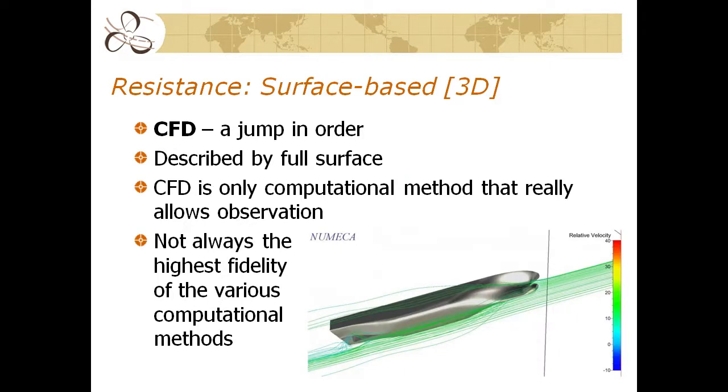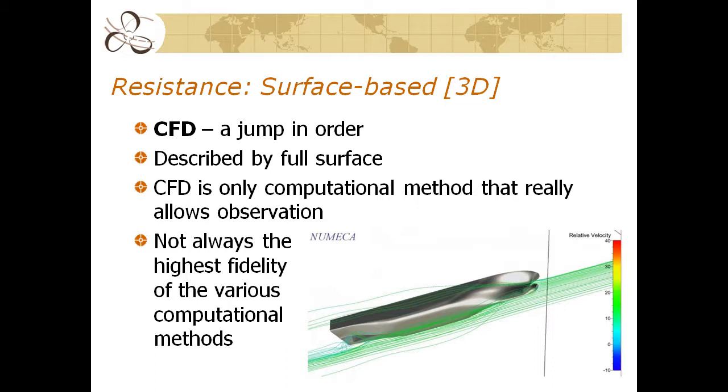As we get to the full 3D, CFD, of course, RANS codes, this is a big jump in order. We get the full surface. The interesting thing about CFD for us is it's the only method that really allows for observation of flow. So if we're looking for shed vortices, if we're looking for what I would refer to as hot spots, local velocity peaks and things like that, CFD is really the only way to get the precision necessary to use that. But it's not always the highest fidelity method.